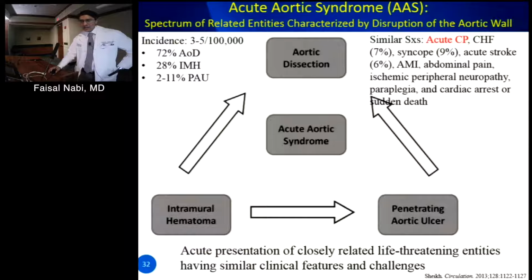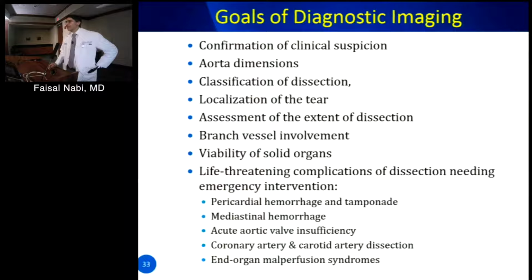What are the goals of imaging? Of course, it's to confirm the diagnosis, make measurements, classify, localize, assess the extent, look for branch vessel involvement, assess viability of end organs, and rule out any concomitant life-threatening complications.